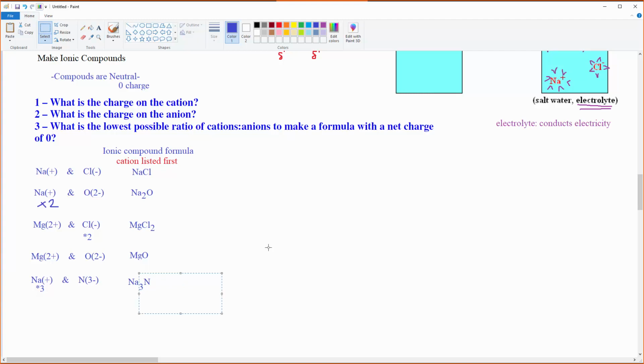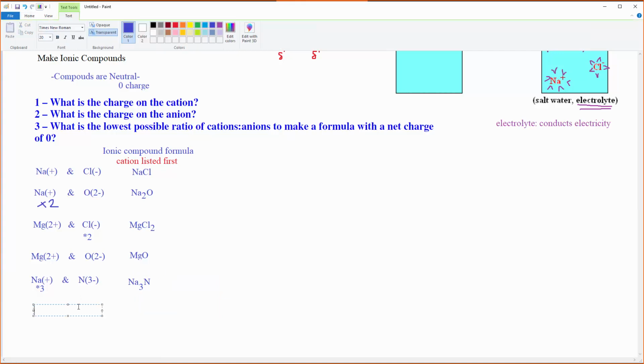Tricky to make that work. Okay. And then, all right, so what if I had magnesium, which is 2+, and I have nitrogen, which is 3-.